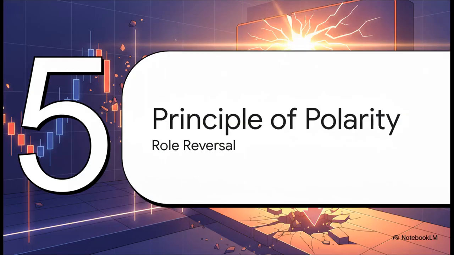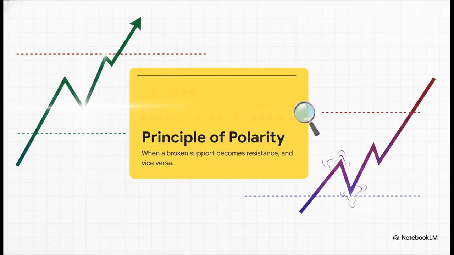Finally, Section 5, the principle of polarity. Now, this right here is a massive aha moment for a lot of traders. It's known as the principle of polarity. Basically, it states that once a significant price level is decisively broken, its established role reverses entirely, meaning yesterday's solid floor abruptly becomes tomorrow's hard ceiling. And conversely, a broken resistance ceiling will very often act as a brand new support floor. It is just a fascinating display of market psychology in real time.